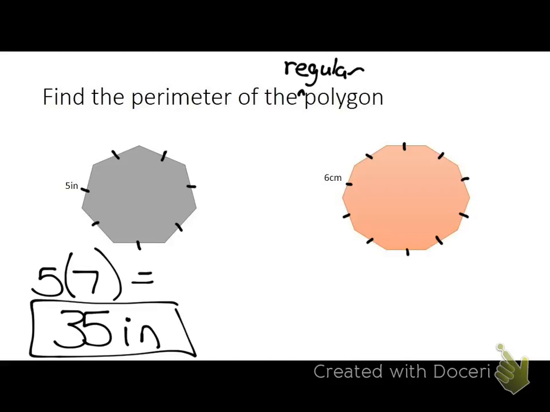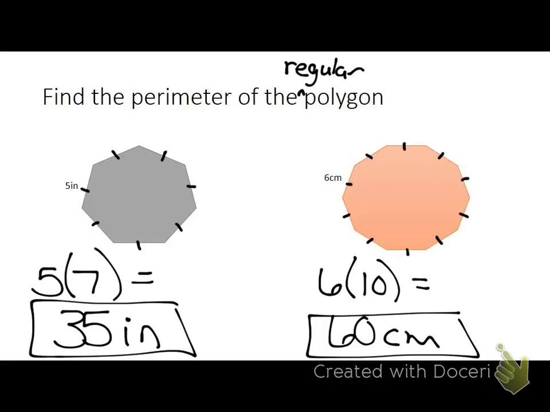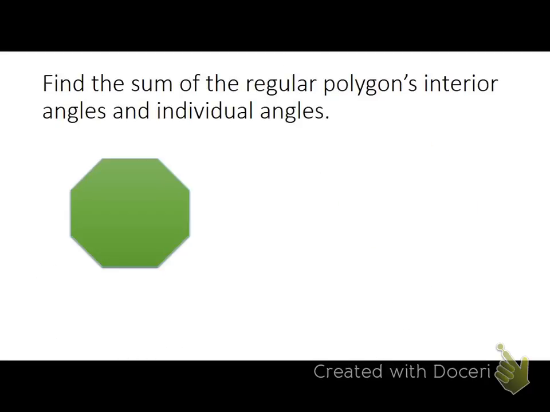All right, what about the second figure? How many sides? 10. So 6 times 10 is 60 centimeters. On your test tomorrow, it'll be easier to count the sides. So count the sides and multiply by the side length, and you're good to go. All right, one more slide.